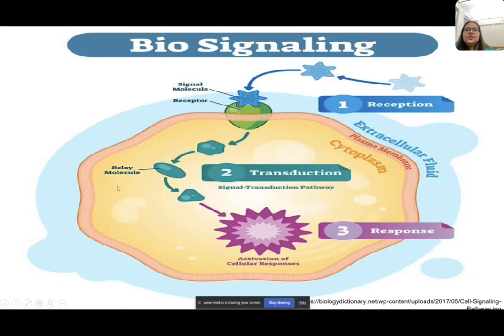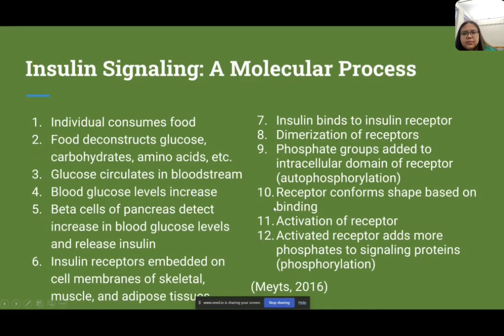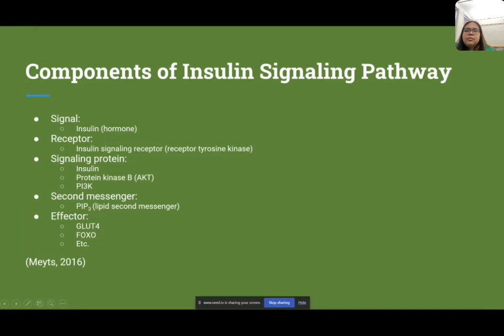the receptor. Here's a very generic image of biosignaling in general. You can see here the signal molecule would bind to the receptor, it would surpass the cell membrane, and the message would be relayed, and then it would be acted upon by activation of cellular response. Here's a more dynamic image of signaling pathways and how extensive they can be. This includes apoptosis, also known as cell death, mitogenesis, glycolysis. There's tons of signaling pathways, but specifically we're going to discuss insulin signaling pathways.